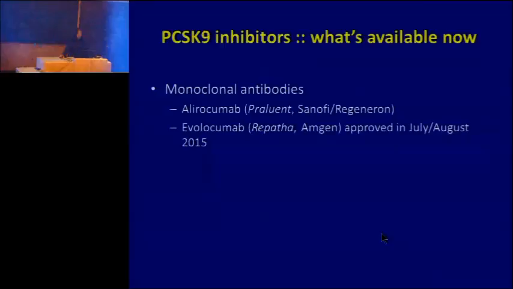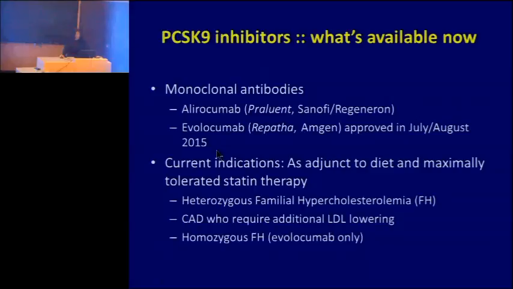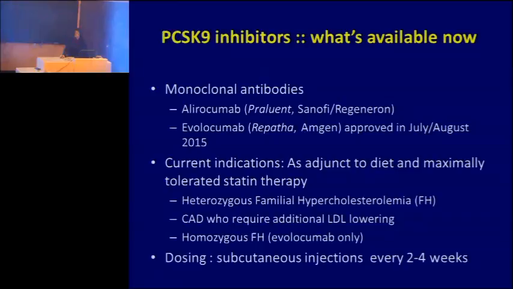So what do we have available now? We have monoclonal antibodies that are available. Alirocumab, whose commercial name is Praluent, is the Regeneron product. And we have evolocumab, Repatha, which is the Amgen product. Both were approved in July, August of 2015. Currently, these drugs are indicated as an adjunct to diet and whatever statin dose a patient is able to tolerate, so maximum tolerated statin therapy, in individuals who have heterozygous familial hypercholesterolemia. These are the individuals with LDLs greater than 200 untreated, or maybe even treated. So anything above 200 on the LDL. Homozygous FH. These are the individuals who have extremely high cholesterols, untreated LDLs above 500. And then the individuals who have coronary artery disease and not really genetic hyperlipidemia who require additional LDL cholesterol lowering, so where the statins are not enough to get their LDLs down. It's dosed as a subcutaneous injection every 2 to 4 weeks.